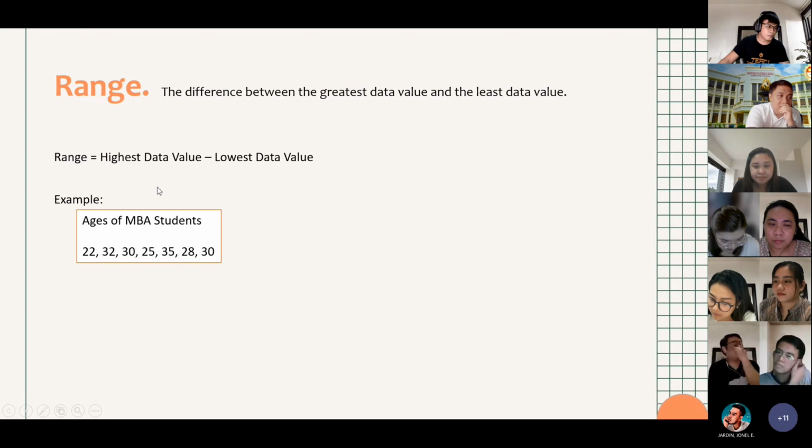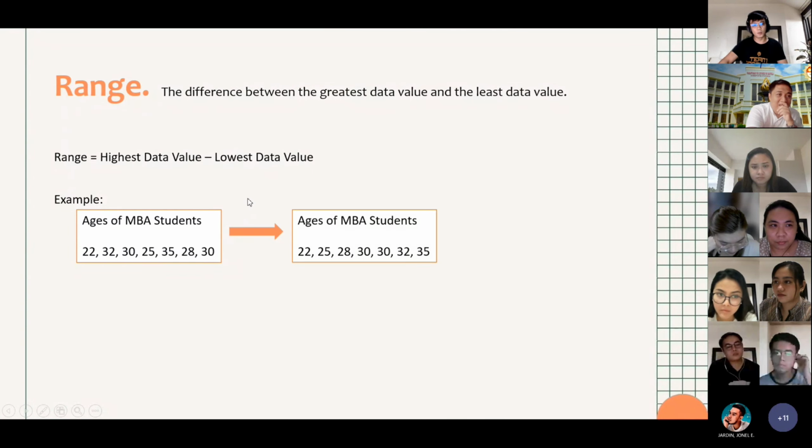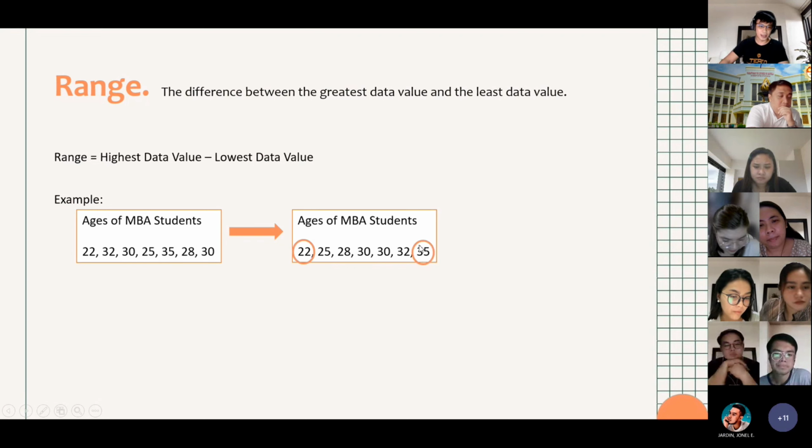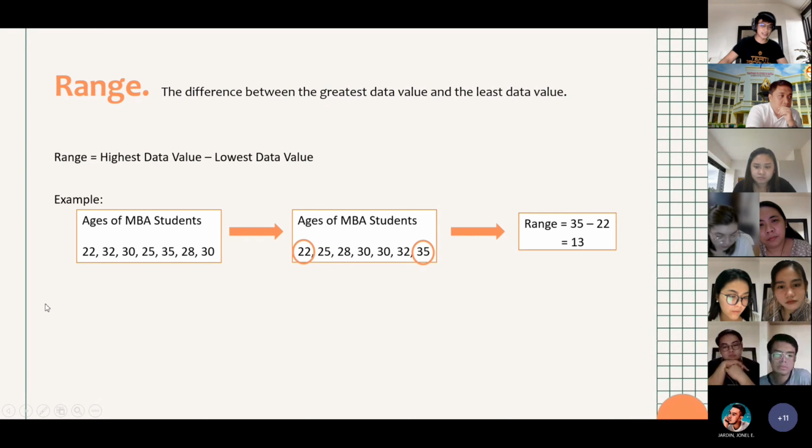For example, the ages of MBA students are 22, 32, 30, 25, 28, and 30. The first thing that we're going to do is to arrange it from lowest to highest. So ito siya: 22, 25, 28, 30, 30, 32, and 35. Our lowest is 22 and our highest is 35. So 35 minus 22 is equivalent to 13. So 13 is our range for this example. Am I clear po? Good.